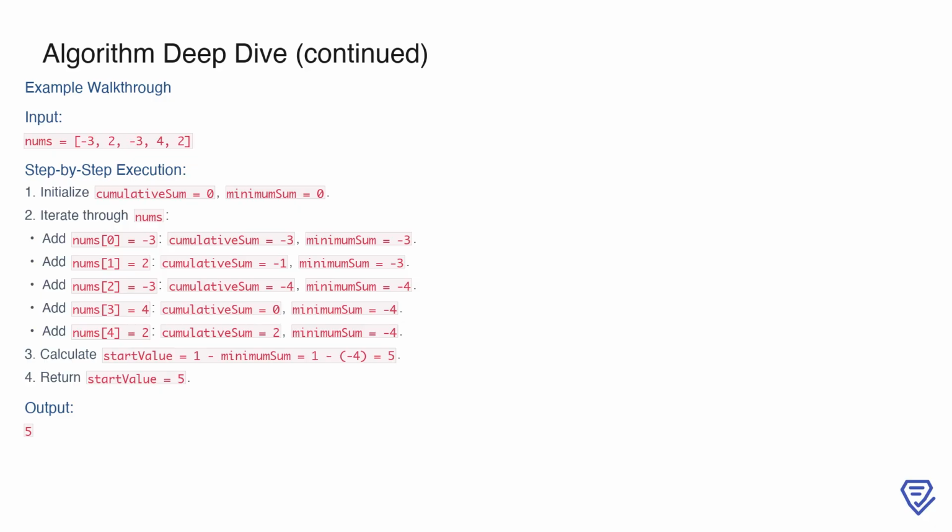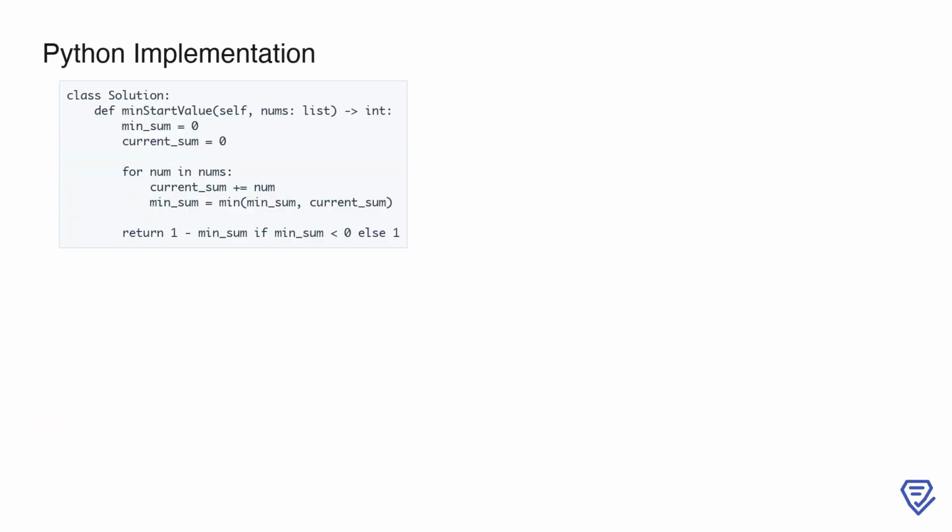The output is 5. This implementation solves the problem by iterating through the input nums array and calculating the cumulative sum step by step. The goal is to ensure that the cumulative sum never drops below 1, as specified in the problem. The variable current_sum keeps track of the cumulative sum as we iterate through the array. Simultaneously, min_sum is updated to store the lowest cumulative sum encountered during the iteration.